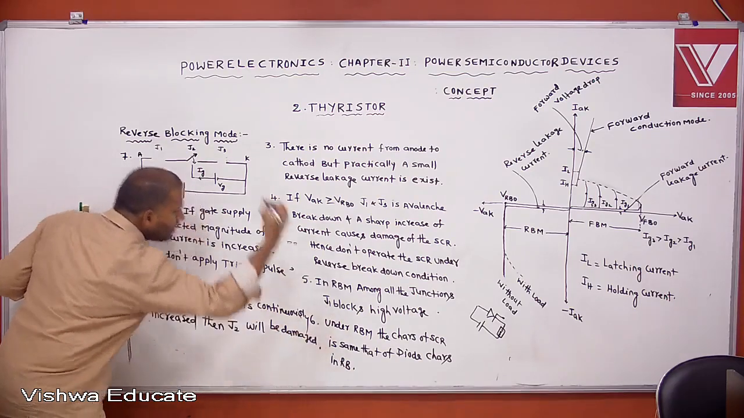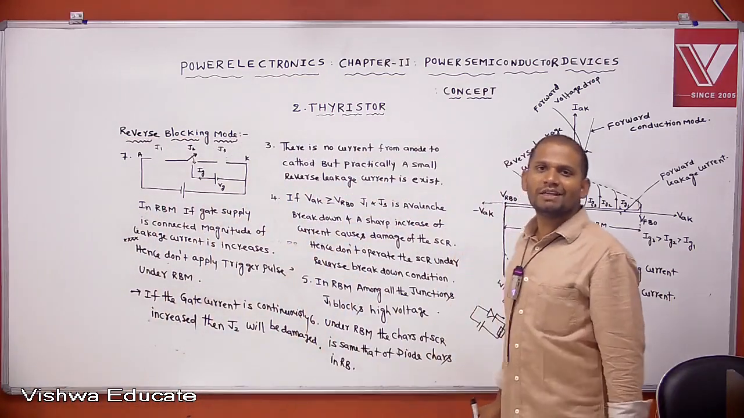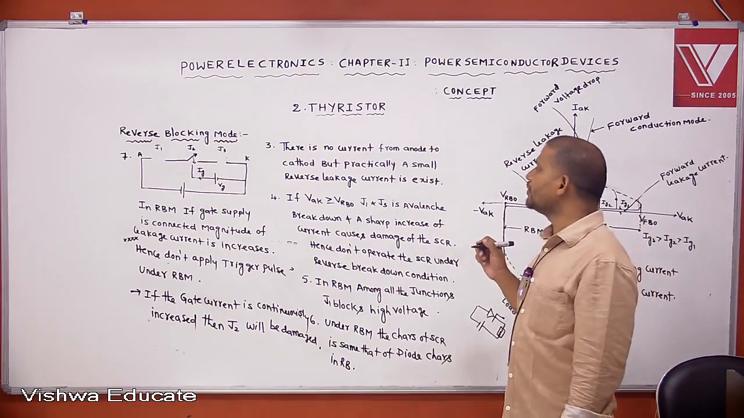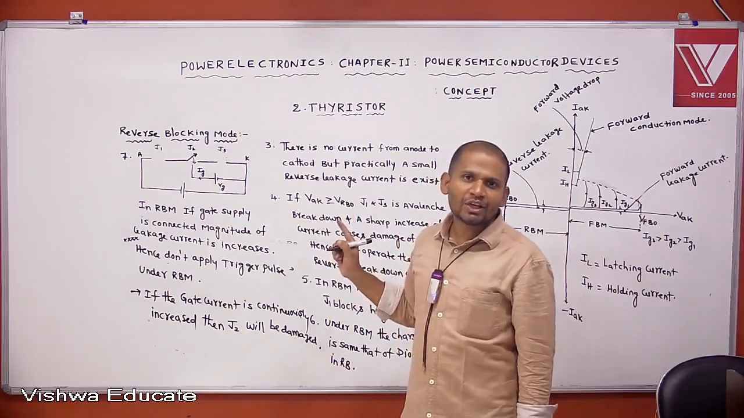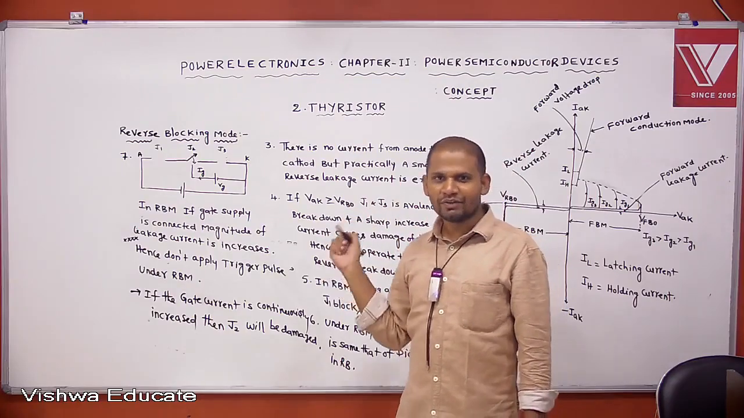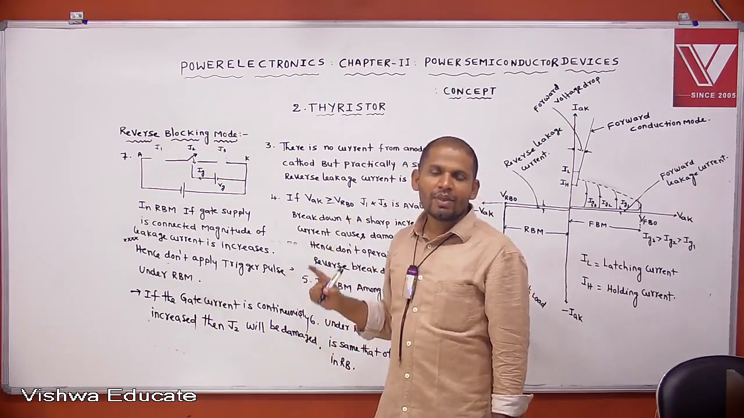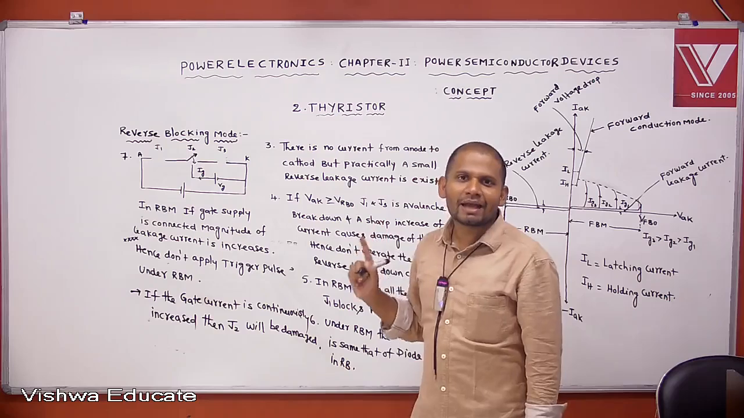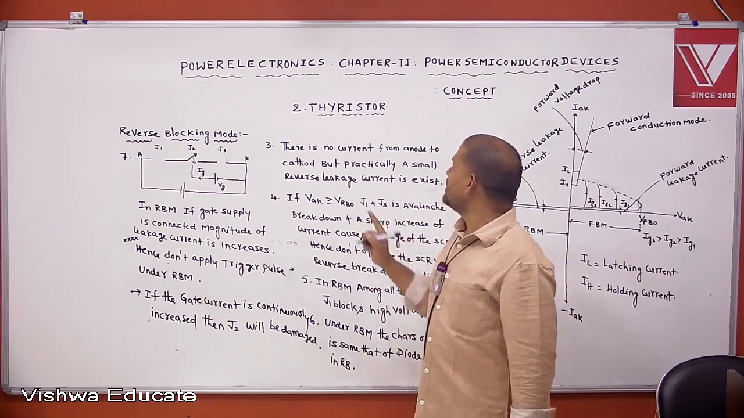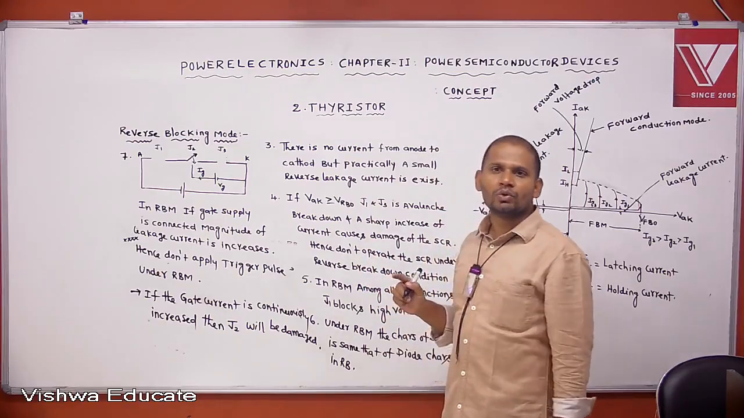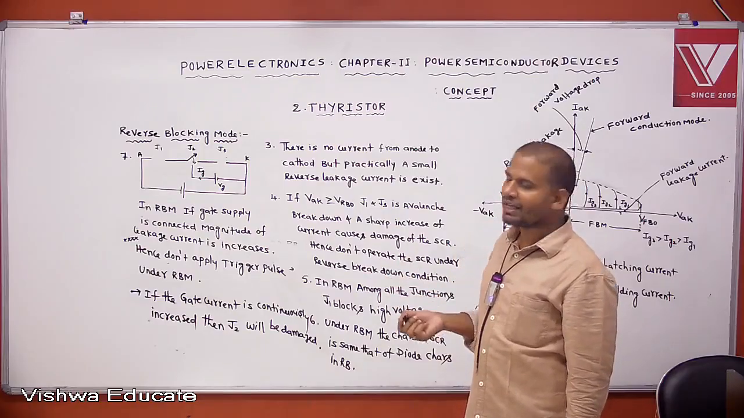These are the observations under reverse blocking mode of operation. All these points are very important from a competitive point of view. The first point I discussed: under reverse blocking mode, which junctions are forward biased and which are reverse biased. The second point: under reverse blocking mode, the SCR acts as an open switch and blocks the reverse voltage. The third point: there is no current from anode to cathode, but a small leakage current exists, which is called reverse leakage current.